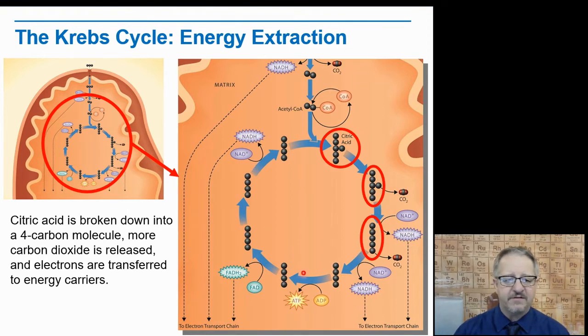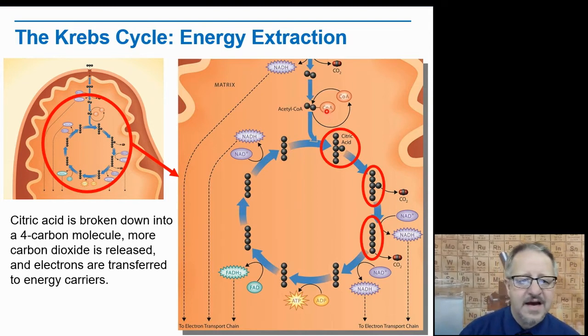We now have this 4 carbon molecule. Well, if you remember up here when we were talking about the pyruvic acid breaking down into acetic acid and then reacting with coenzyme A to make acetyl-CoA, that acetyl-CoA then merged with a 4 carbon molecule to form citric acid, right? Well, watch this.